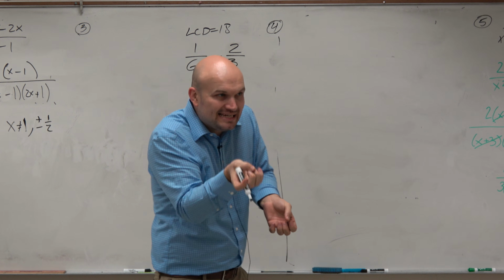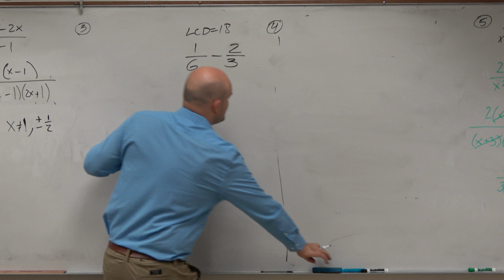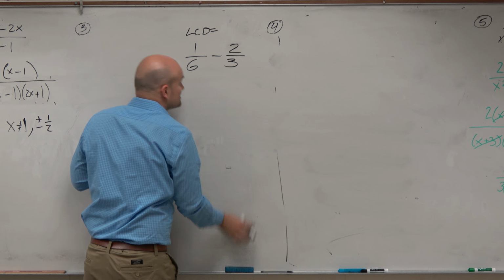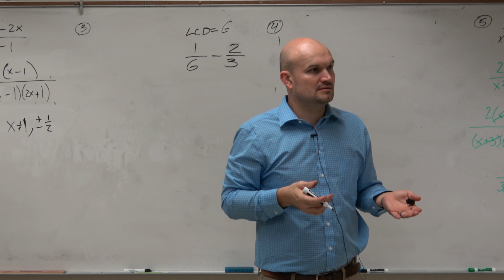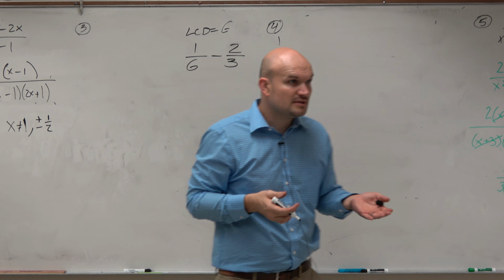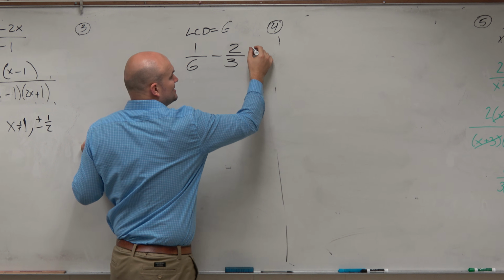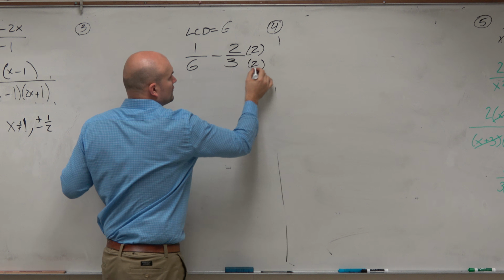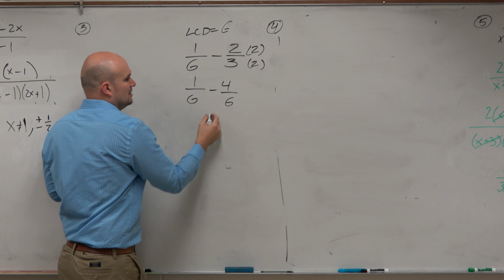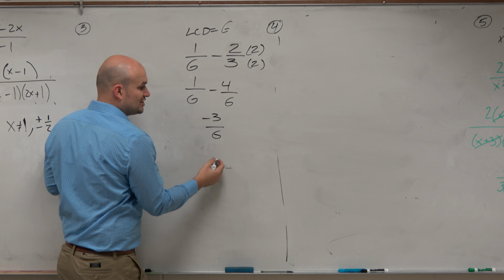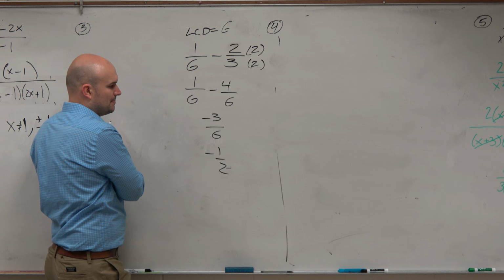So we want to find the least common denominator, or least common multiple of 6 and 3, which you guys can identify is 6, because they both divide into 6. Right? They both divide into 6. So that means I don't need to do anything over here. I just need to multiply this by 2 over 2. So now I have 1/6 minus 4 over 6, which is equal to a negative 3 over 6, which can be reduced to a negative 1/2, because I can divide the top and bottom by 3.